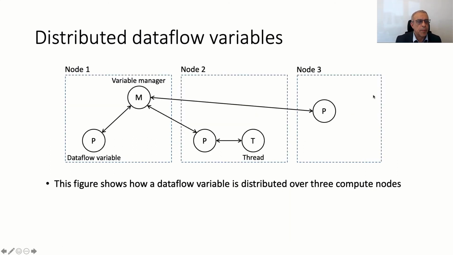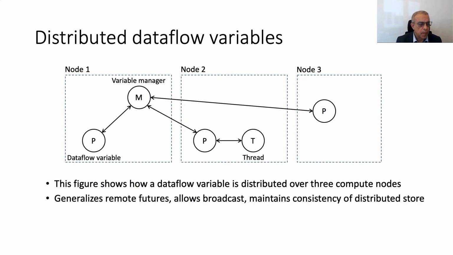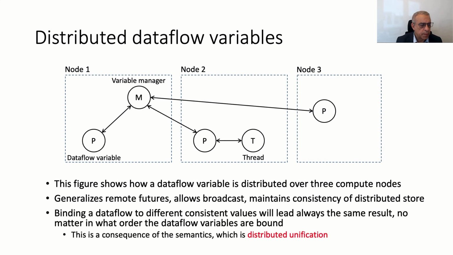Another interesting protocol is that of data flow variables. This figure shows how a data flow variable is distributed over 3 compute nodes. This behavior generalizes remote futures that allows broadcast and maintains consistency of the distributed constraint store. Binding a data flow variable to different consistent values will always lead to the same result, no matter in which order the data flow variables are bound.